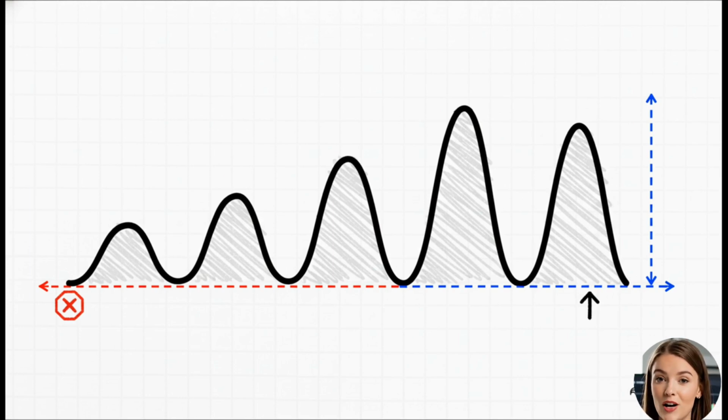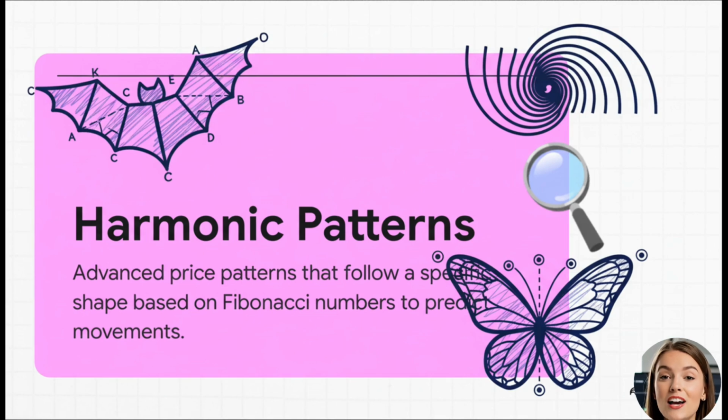start over. And if you thought that was precise, harmonic patterns take it to a whole other level. These are really complex geometric patterns with cool names like the bat or the butterfly. Every single point in the pattern has to line up with a specific Fibonacci measurement. But when they do form correctly, man, they can pinpoint potential reversal zones with incredible accuracy.